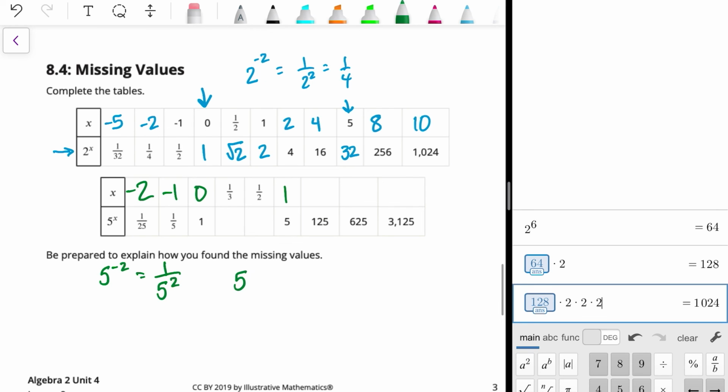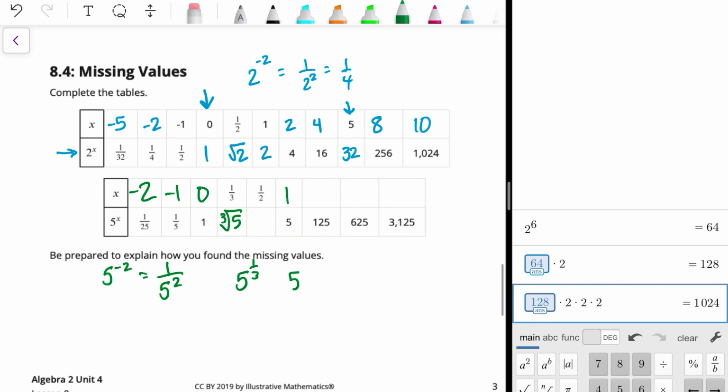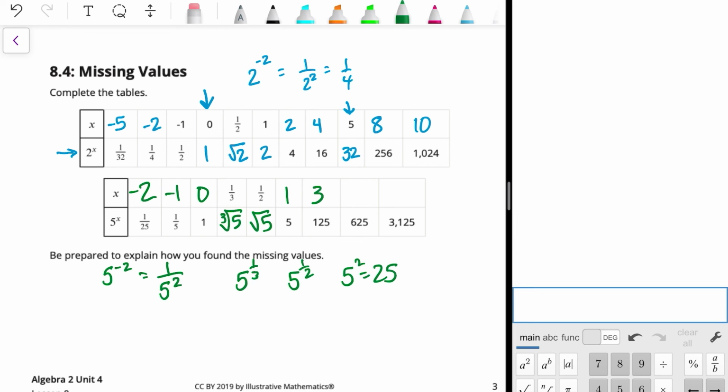Let's see, 5 to the 1/3, that's going to give us the cube root of 5. 5 to the 1/2 is going to give us the square root of 5. 5 squared is 25. So if we multiply by another 5, we get 125. So that one's 3. And then if you don't know, you can use a calculator. So we have 5 to the 3rd gave us 125. So then let's multiply by another 5. That's 625. Oh, that's what we want. So 5 to the 4th is 625. And let's multiply by another one. And there's 3,125. So that one is 5.